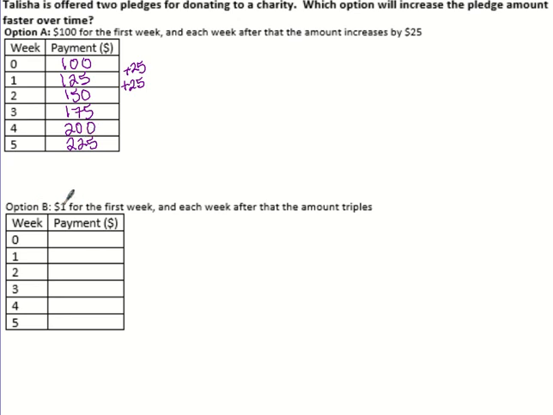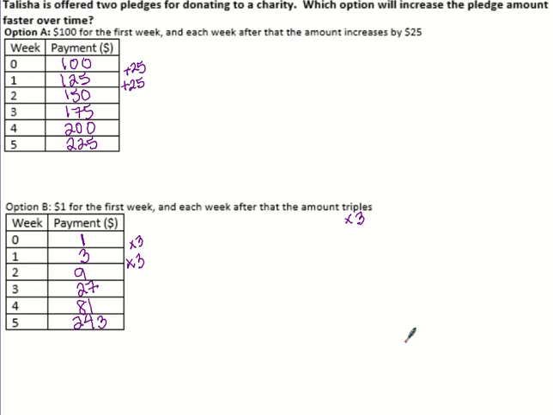Now, option B says in the first week, you're going to get $1. And then each week after that, the amount is going to triple. Tripling is actually multiplying by 3, right? So our initial amount is $1. We're going to take that and times it by 3. So we're going to get $3. Then we're going to times by 3. We're going to get $9. And we're going to continue to do that. 9 times 3, 27. Right? Calculator it. 27 times 3 is 81. Calculator it. 81 times 3 is actually 243.